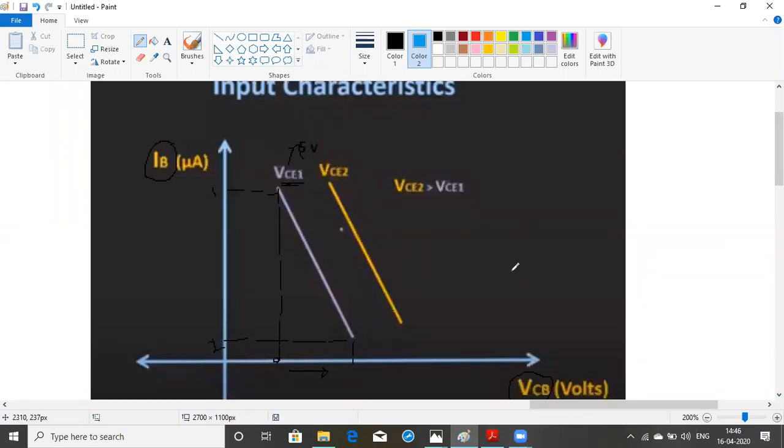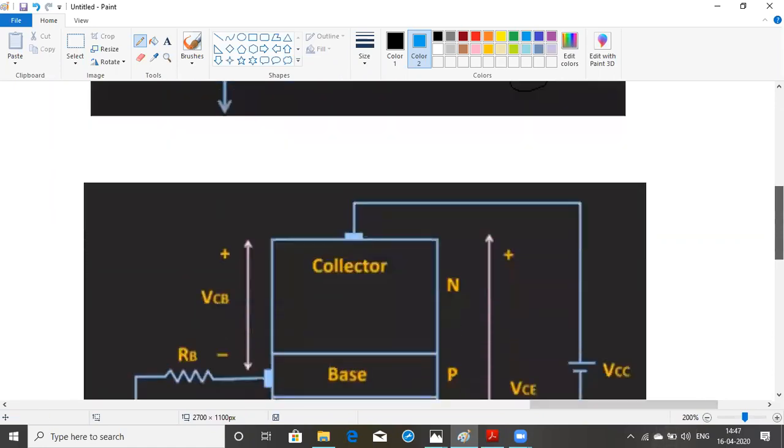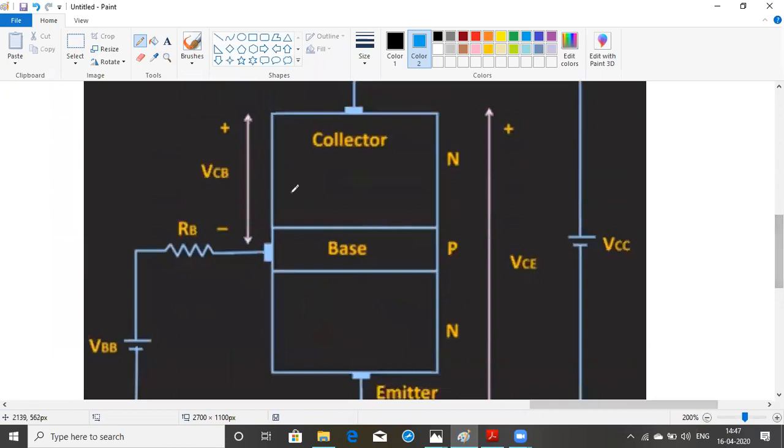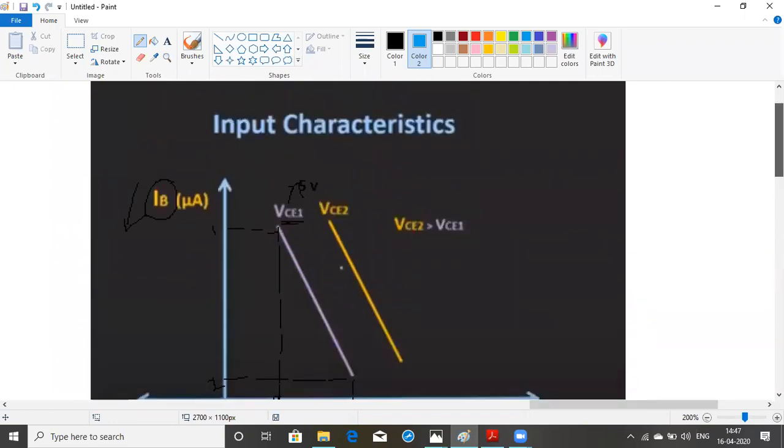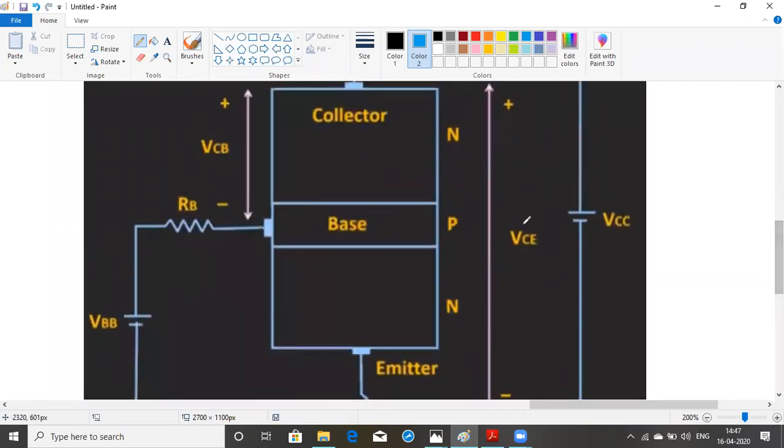Why is it decreasing? Whenever you increase the VCB, the base current decreases, which we have already seen in yesterday's hour. I will write the equation here: VCE is equal to the summation of VCB and VB. The equation does not change, whether it is common emitter, common base, or any configuration. VCE is equal to VCB plus VB.